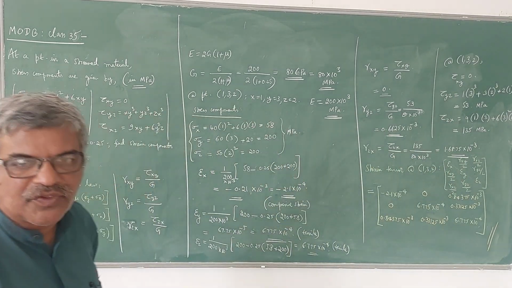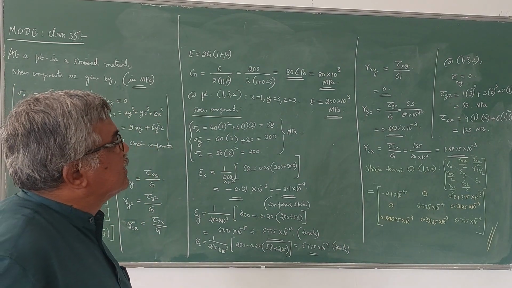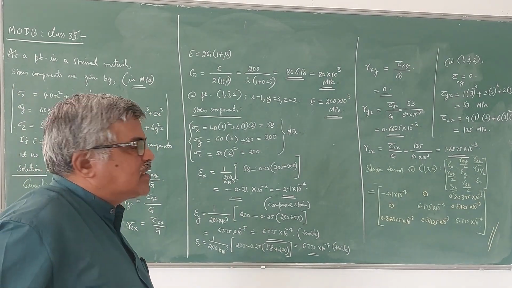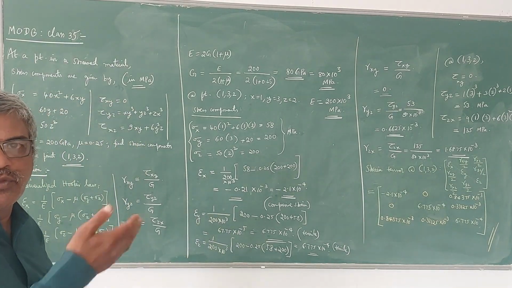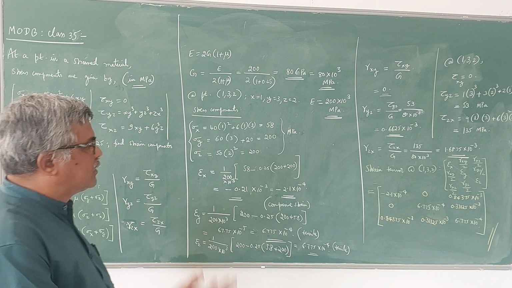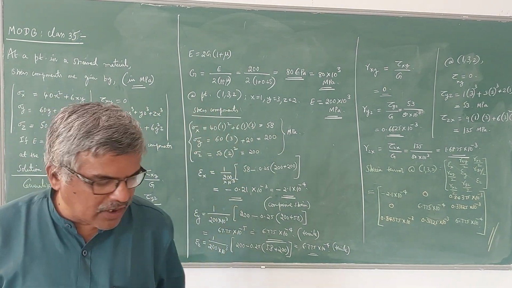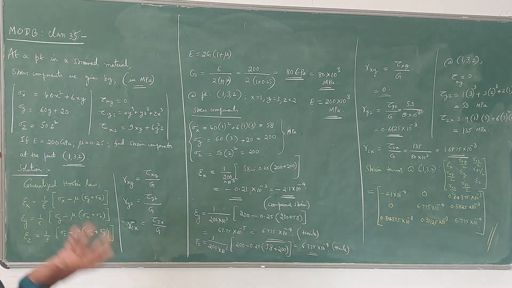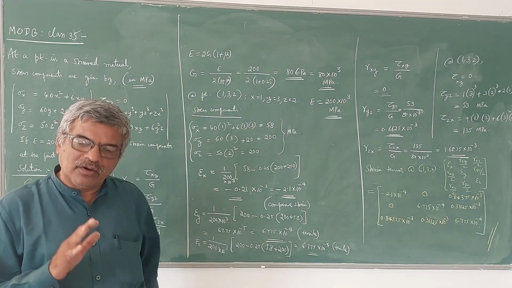Once you get all the 6 strain components, the strain tensor is written in that fashion. So given the strains, how to find stresses? Given the stresses, how to find strains? Both the problems I have explained. Using generalized Hooke's law or Lame's equations, by knowing the stress-strain relationship, you can find out stress by knowing strain, or vice versa.